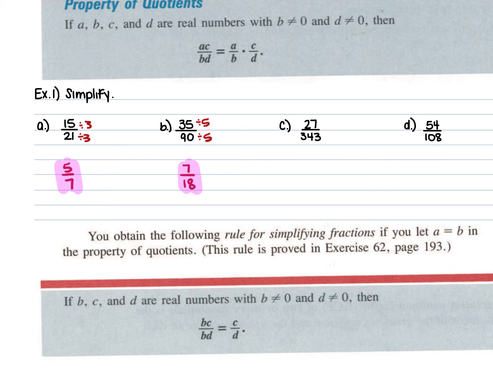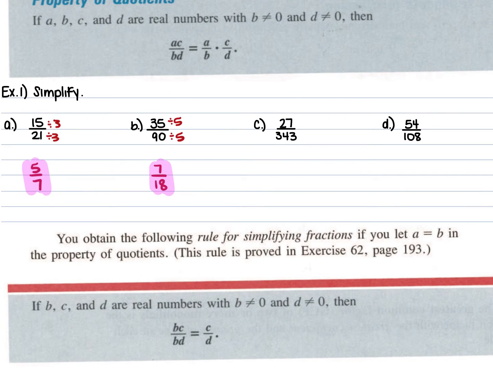For example C, we have 27 over 343. Your factors of 27 are 3 and 9. The 9 is 3 and 3. So if 3 goes into 27, 3 would have to go into 343 as well. It does not go in evenly. So this fraction that is 27 over 343 is in simplest form.